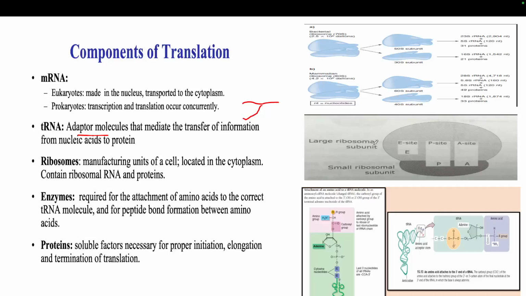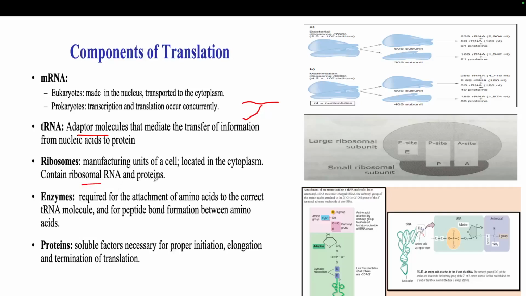The third one is the ribosome. The ribosome is the major manufacturing unit of the cell, which is located in the cytoplasm and contains ribosomal RNA and protein. This ribosome is majorly made up of ribosomal RNA and proteins.